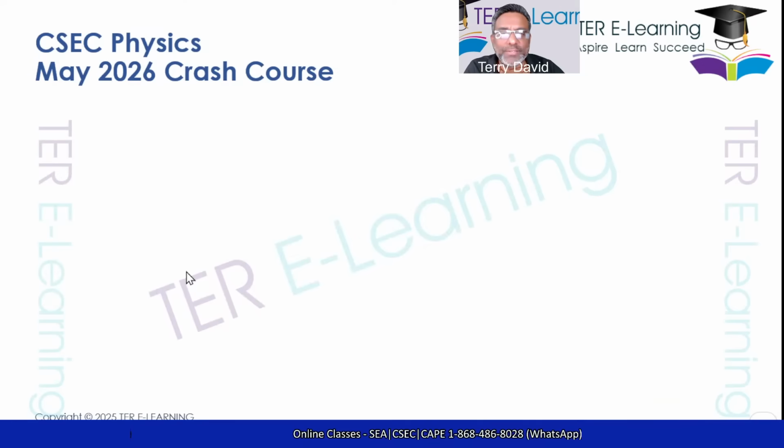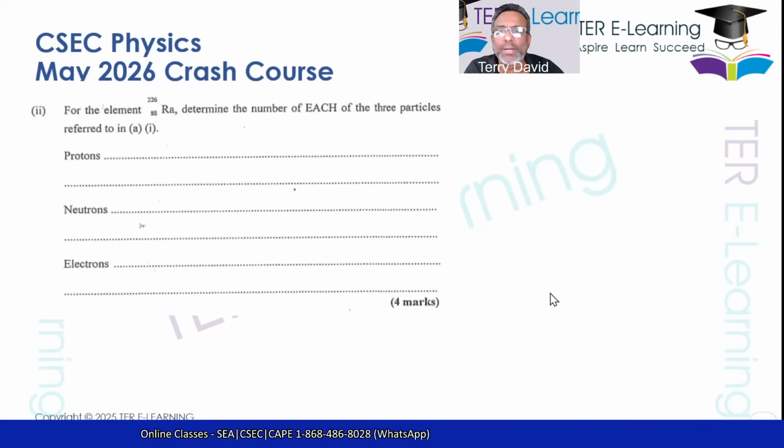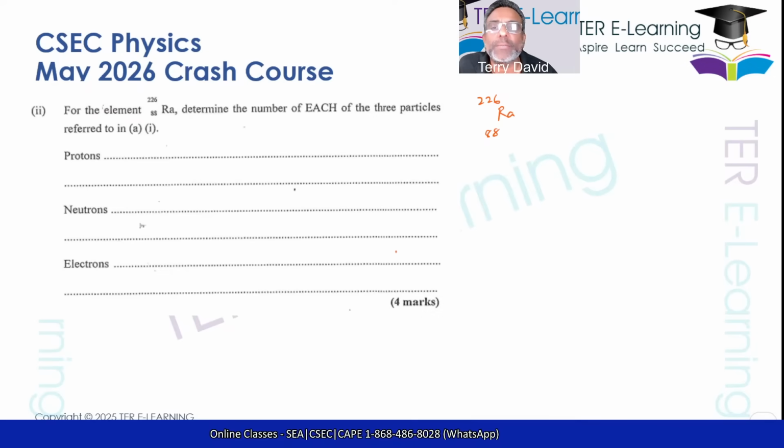Let's see what else we have here. Right, we have an element here. Ooh, I can't read this. So it's radium, right? And it's 226, and it's 88. I think I'm seeing here, barely seeing it. So for each of them, identify the 3 particles present. So we saw a question like this just now.